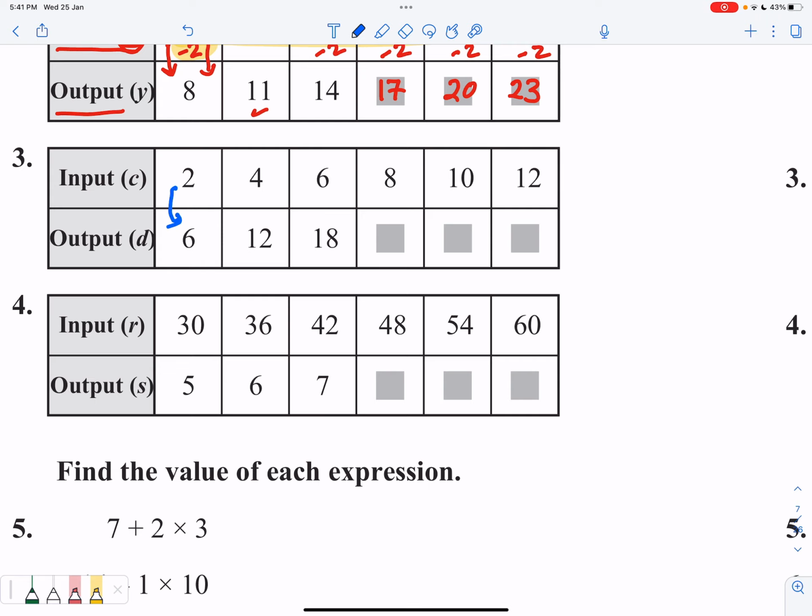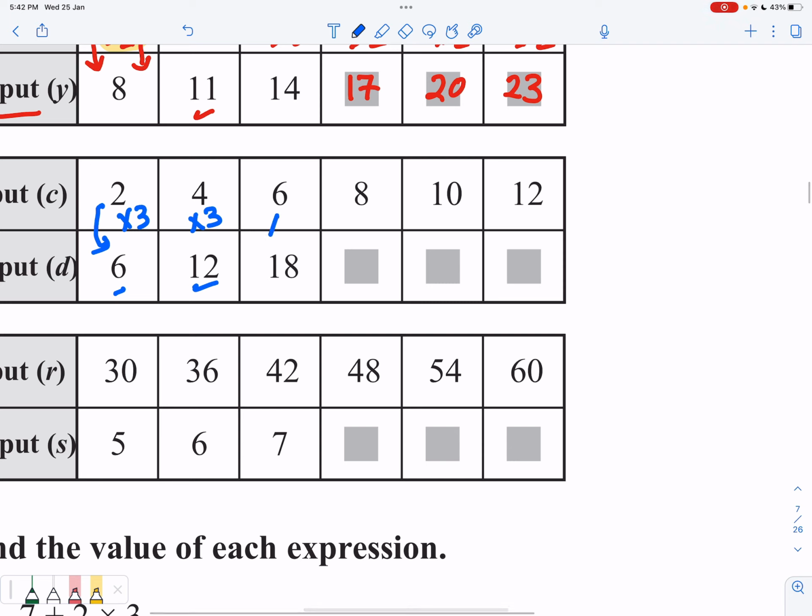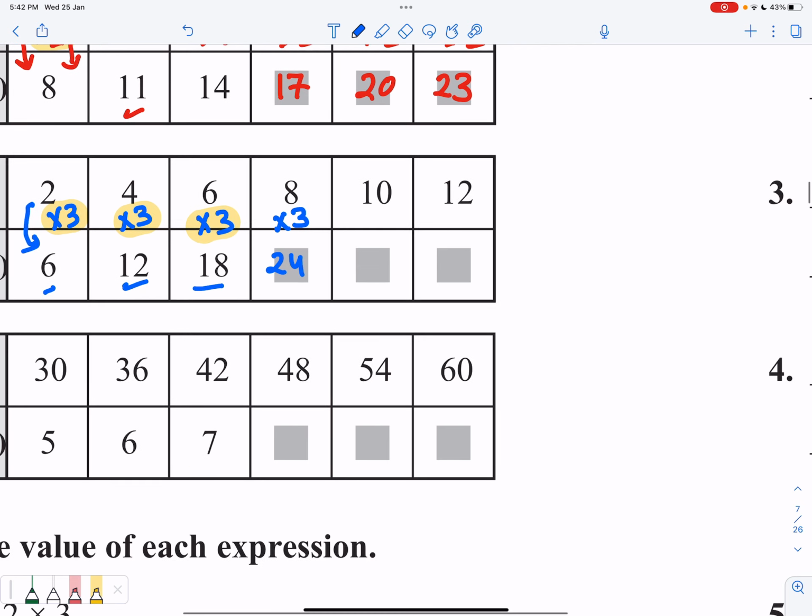We could try multiplying. If I multiply the 2 by 3, 2 times 3 equals 6. Let's try the 4. If I multiply it by 3, yes, I will get 12. So let's try the 6. 6 times 3 equals 18, correct? So yes, the rule for this pattern is that we multiply by 3. So 8, we need to multiply that by 3. 8 times 3 equals 24. Then we have 10. 10 times 3 equals 30. Then 12 times 3 is going to equal 36.